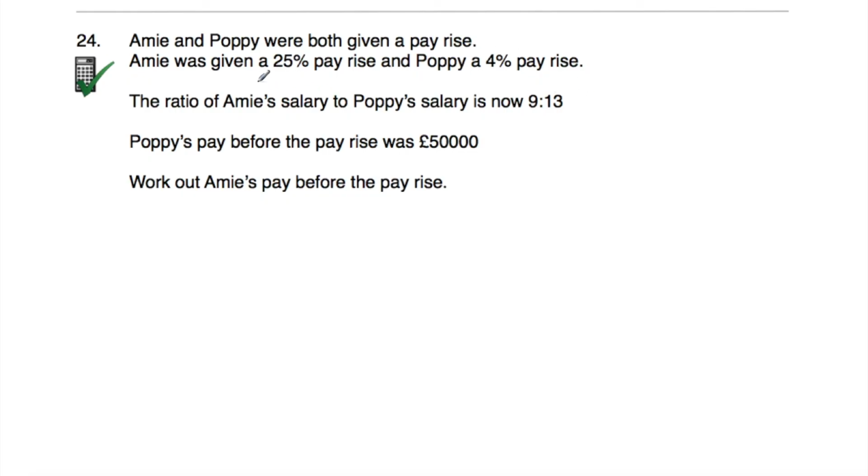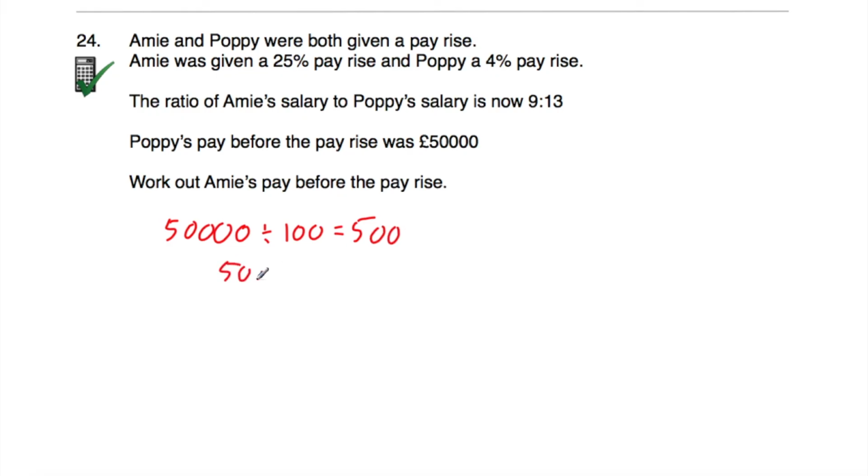So that means that, for instance, if Amy earned £9,000, Poppy would earn £13,000, and so on. And Poppy's pay before the pay rise was £50,000. Work out Amy's pay before the pay rise. Okay, so Poppy's pay before the pay rise was £50,000. Now she was given a 4% pay rise, so let's work out her salary now. Let's take her £50,000 and increase it by 4%. If we're using a technique not using multipliers, we would divide this by 100 to find 1%. So if we divide that by 100, that's equal to £500.